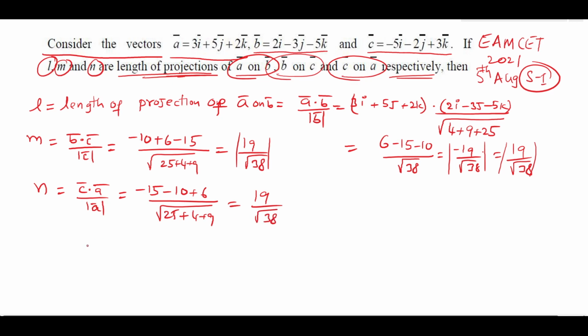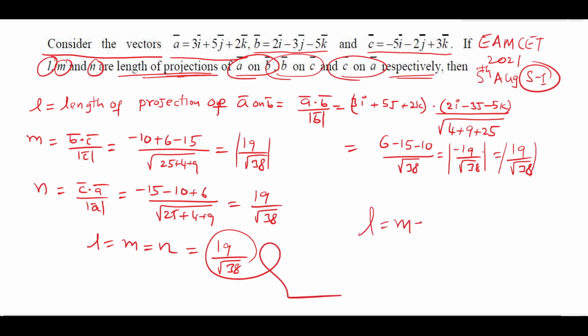So all these values are equal. L is equal to M is equal to N, that is equal to 19 by root 38. So the required answer is L is equal to M is equal to N. That means the lengths of the projections L, M, N are equal.